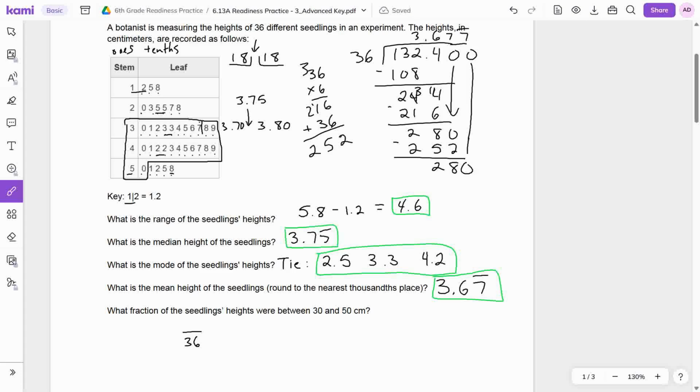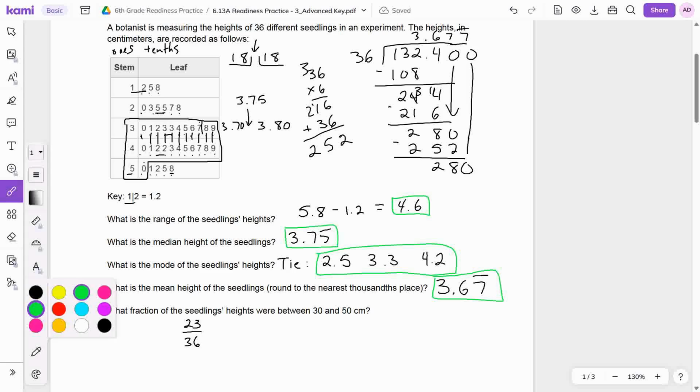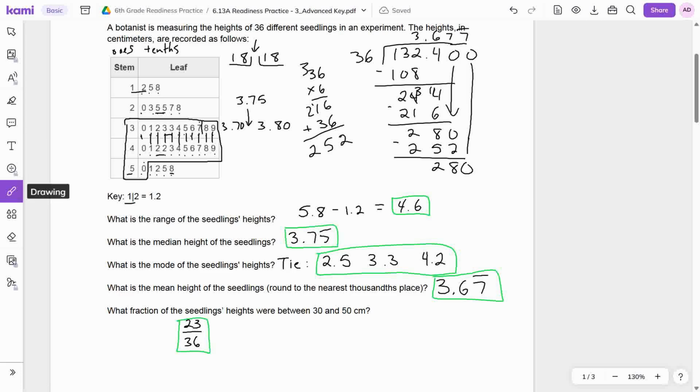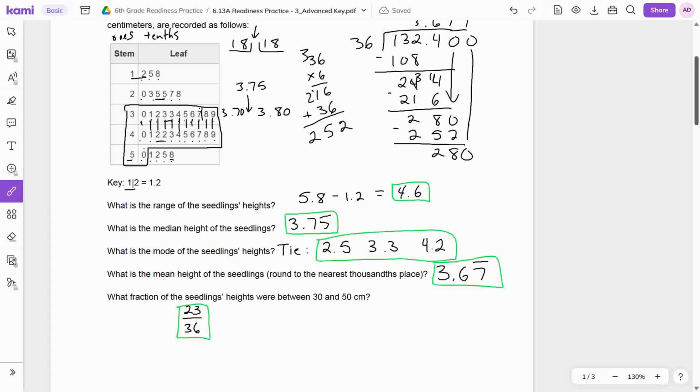So let's see. It looks like I've got the same number on my 30 and my 40 row. So I've got 2, 4, 6, 8, 10, 12, 14, 16, 18, 20, 22, 23. So 23 is a prime number. We can't do anything with that. So that is going to be our answer for that one. And we have answered all the questions for problem number 1.